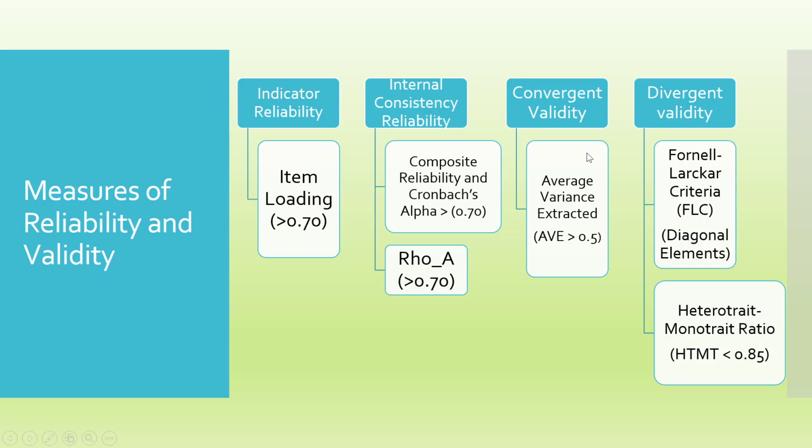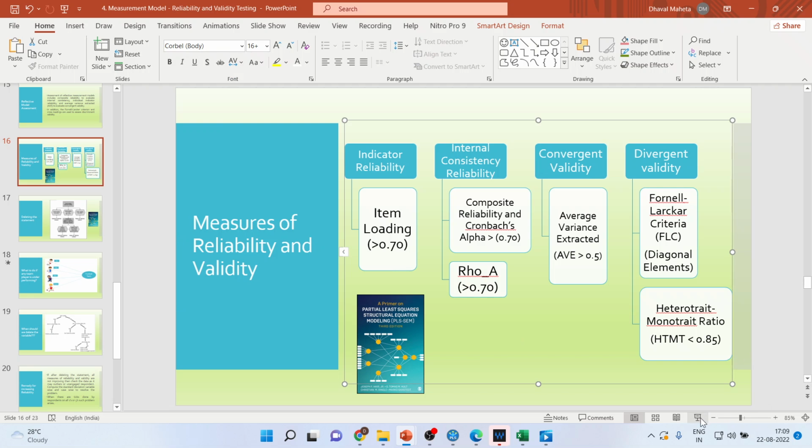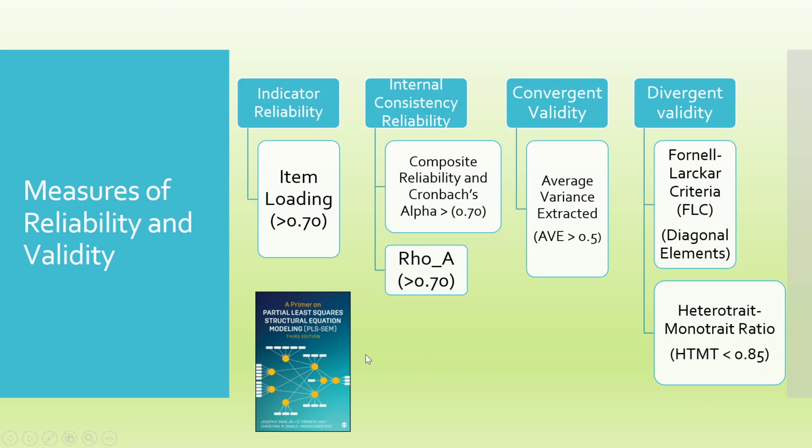The convergent validity is achieved when the overall AVE is more than 0.5. For discriminant validity, we are seeing two measures. One is the Fornell-Larcker criterion, in which we see the diagonal elements, and the other is the Heterotrait-Monotrait ratio. Here we require the value to be less than 0.85. All these threshold limits are given in the book A Primer on Partial Least Squares Structural Equation Modeling, written by Professor Hair, Professor Ringle, and Professor Sarstedt.